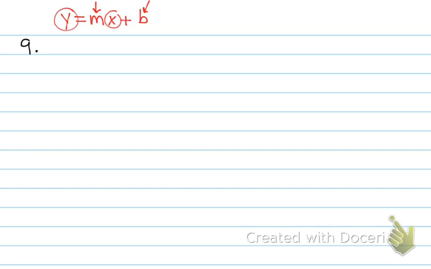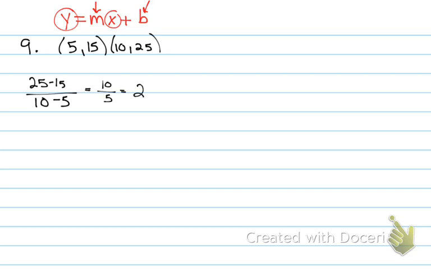You need to pull out the first 2 ordered pairs. Pull them out and write them as ordered pairs. Okay, so we pull out the 5 and the 15. Does everybody agree? That's the first ordered pair from the table. Okay, and pull out the second ordered pair, 10 and 25. And now find your slope.